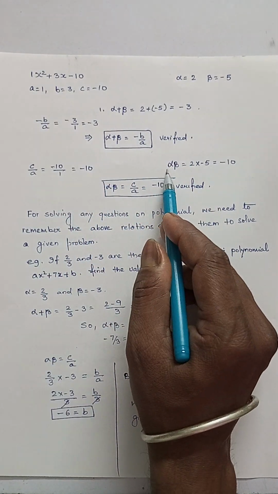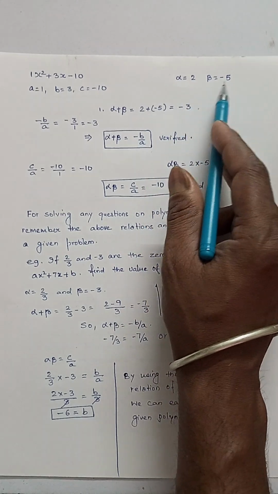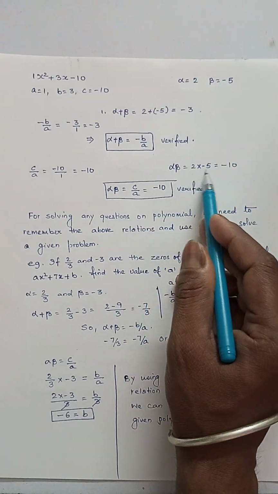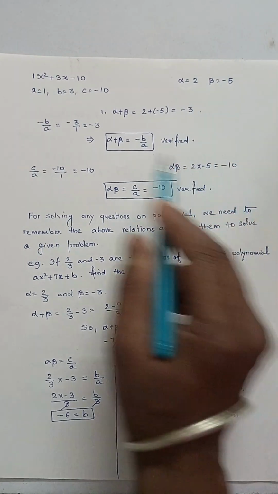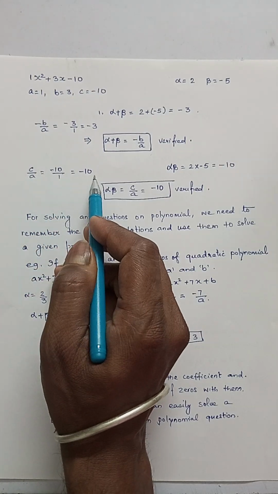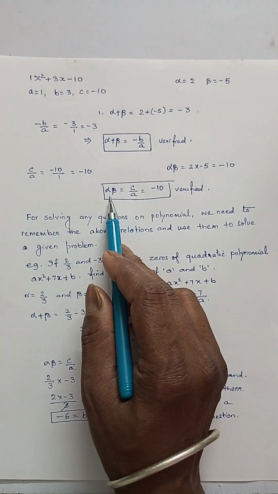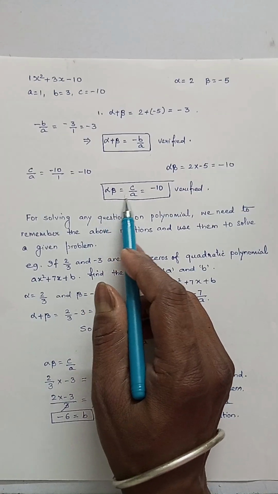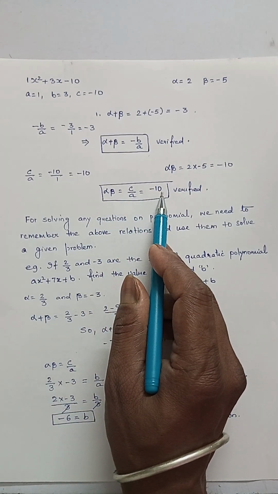Another relation is alpha beta. Alpha multiplied by beta we get as 2 into minus 5 equals minus 10, and we get c upon a as minus 10 by 1 equals minus 10. This verifies our second relation, alpha beta equals c upon a equals minus 10.